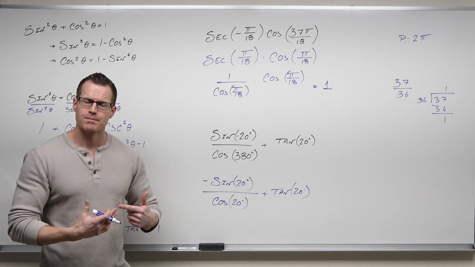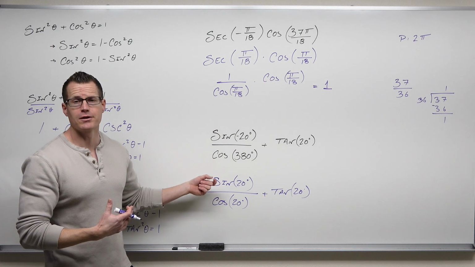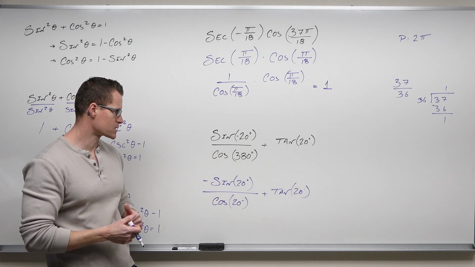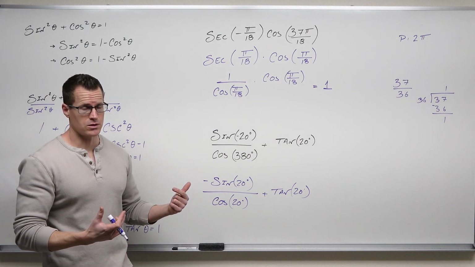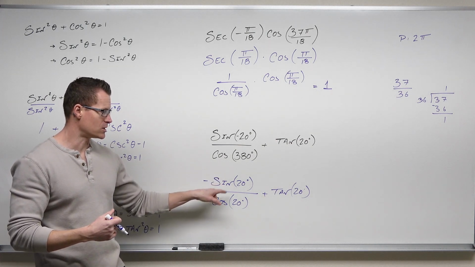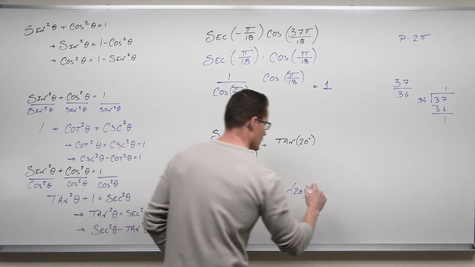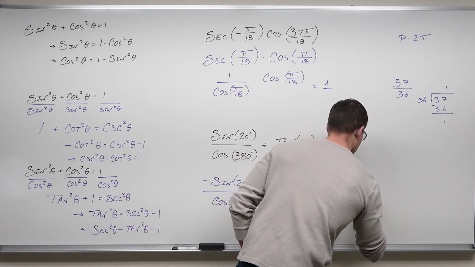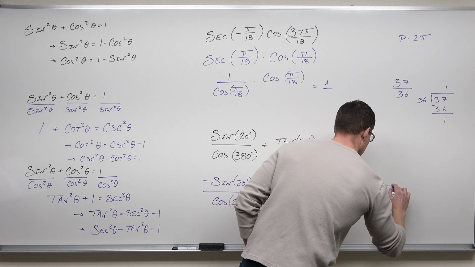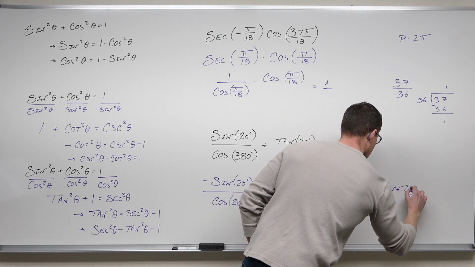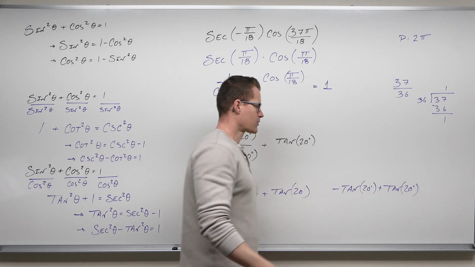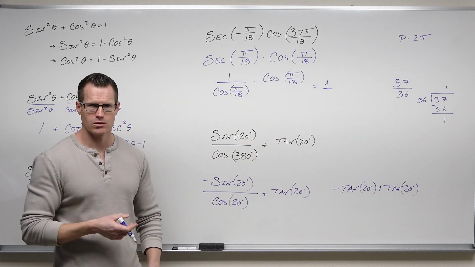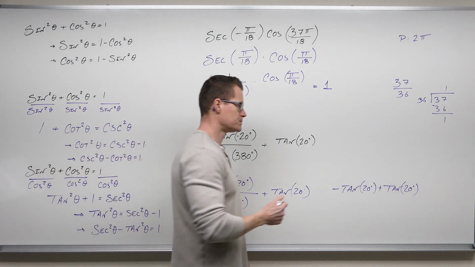With tangents, a lot of times we want to see if we have other tangents somewhere in there. So in our case, we have sine divided by cosine. That is tangent of 20 degrees, but negative tangent of 20 degrees. And of course, negative tangent 20 degrees plus tangent 20 degrees, I don't care what tangent 20 degrees is, that's going to be 0.